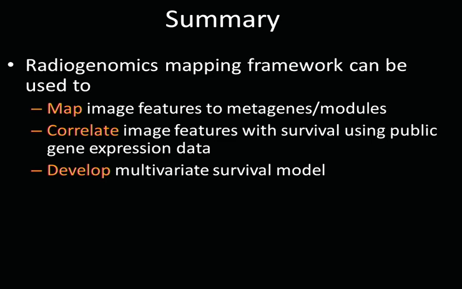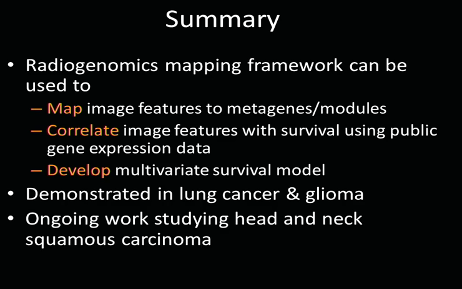So this is the work that we did initially in radiogenomics maps. This statistical framework allows us to map image features to metagenes, correlate these image features with survival using public gene expression data, and also develop multivariate survival models. We have demonstrated this work in lung cancer and glioma, and we have ongoing work also in head and neck cancer.